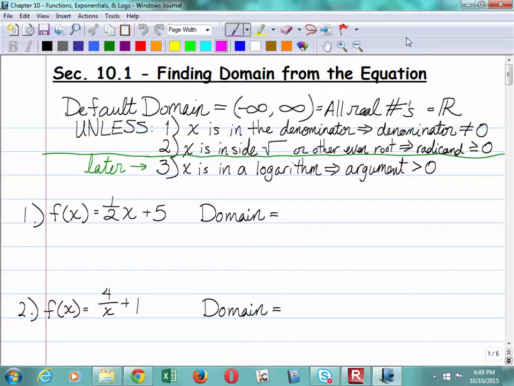Alright, so number 1, f of x equals 1/2 x plus 5. So since the domain is not in the denominator or a square root, it's just going to be all real numbers from negative infinity to infinity.